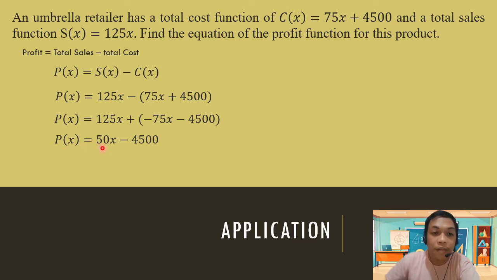So, for the profit function, we have p of x is equal to 50x minus 4,500, wherein x refers to the number of umbrellas sold.